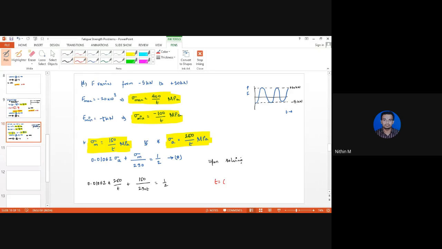t is 6.34 millimeters. So this is the answer for case D. Everyone has got the same value, right? Yes, sir.